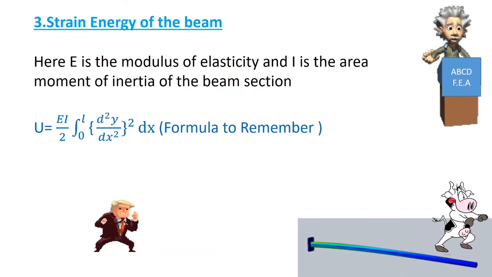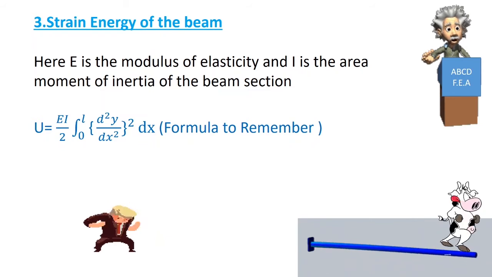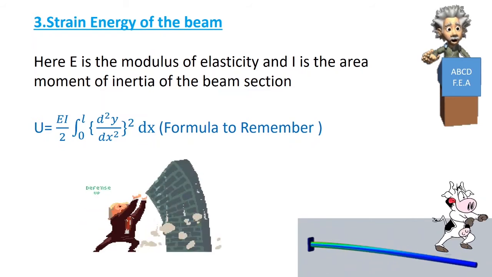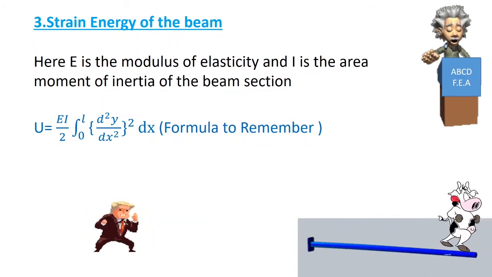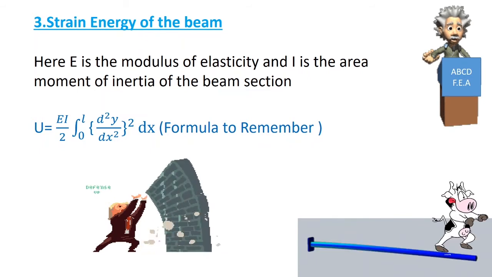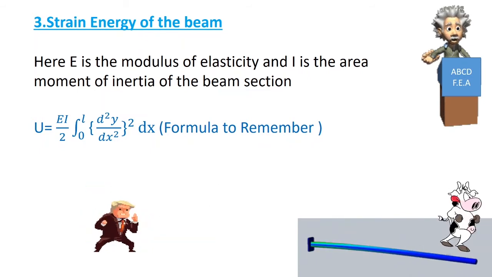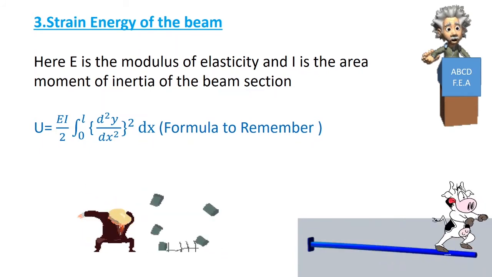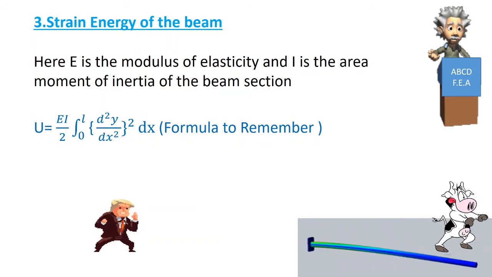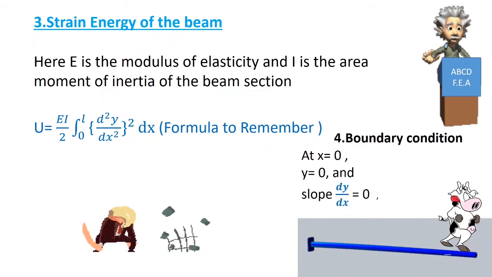If you remember the earlier formula of the beam, the total strain energy of the system is given by EI by 2, integrated from 0 to L, where L is the total length of the beam. You can see here there is a cow who is dancing on the cantilever beam. The strain energy of the system is given by this formula, along with the boundary condition.